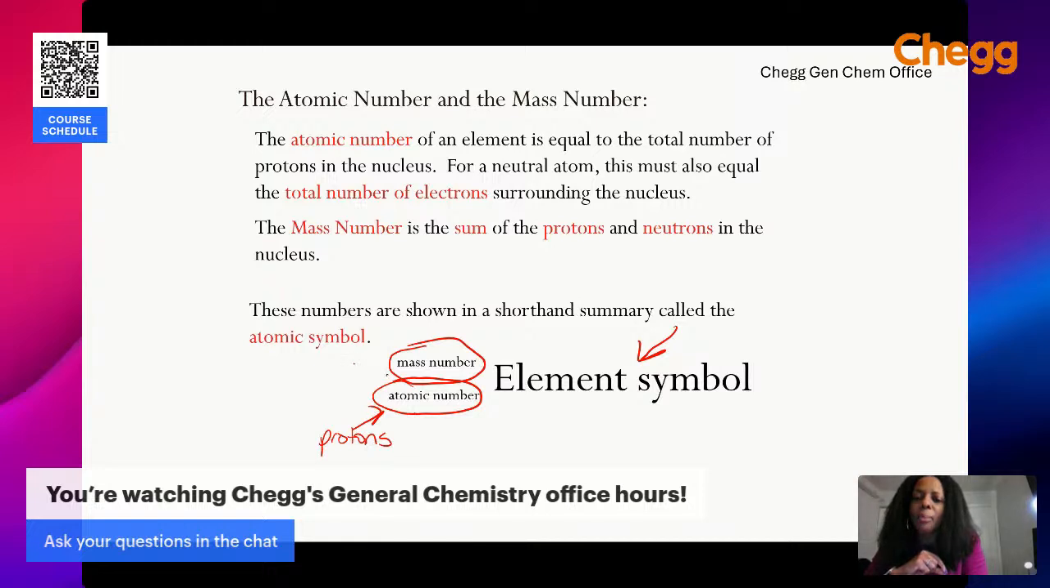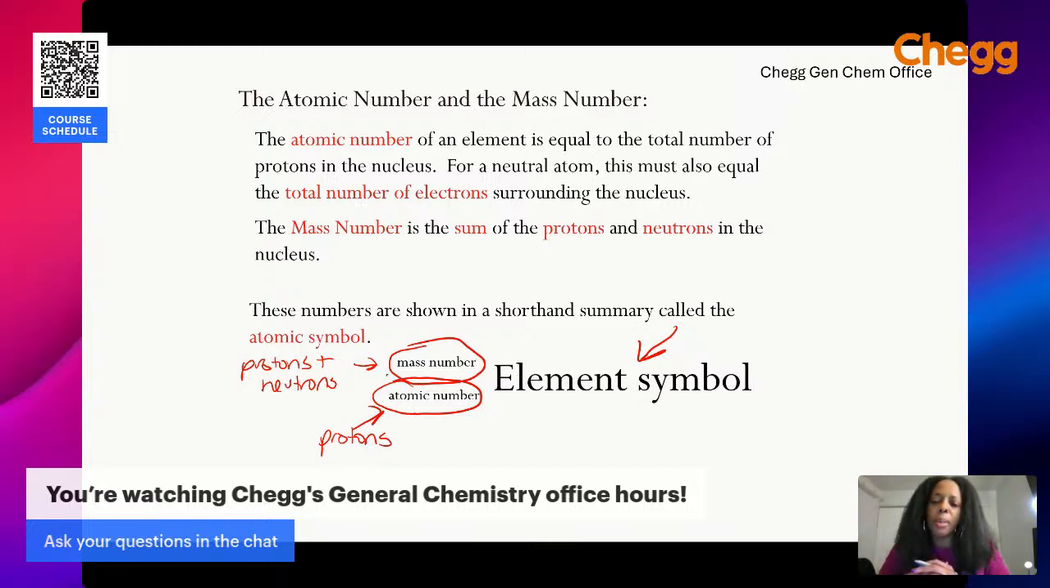Now, our mass number, which is written as a whole number at the top, represents our protons plus our neutrons. So all of the mass, for all purposes, comes from those two subatomic particles.